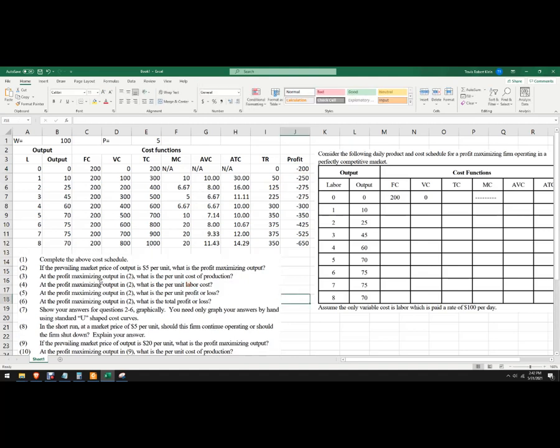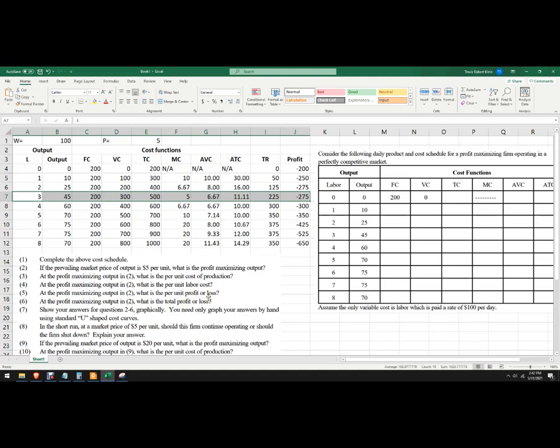So, profit maximizing output in number 2. What is the per unit cost of production? That is right here. Per unit cost of production is $11.11. That's the average total cost. What is the per unit labor cost? That's going to be our variable cost. That's $6.67. The rest of that must be fixed cost.